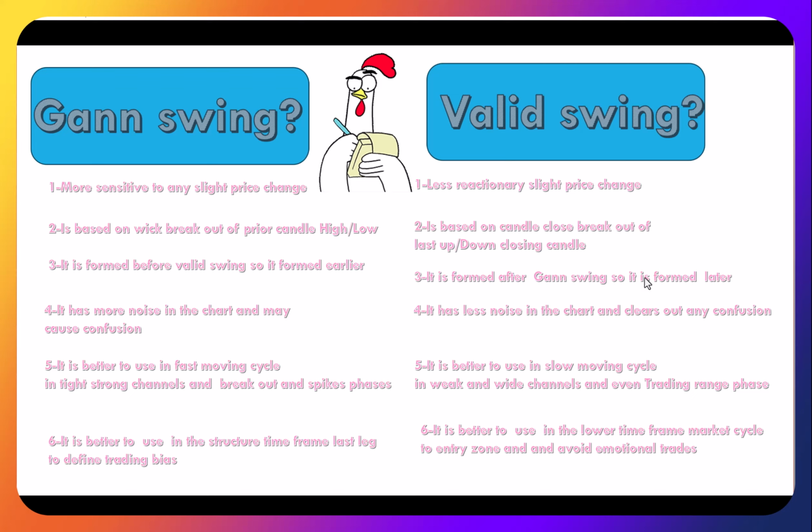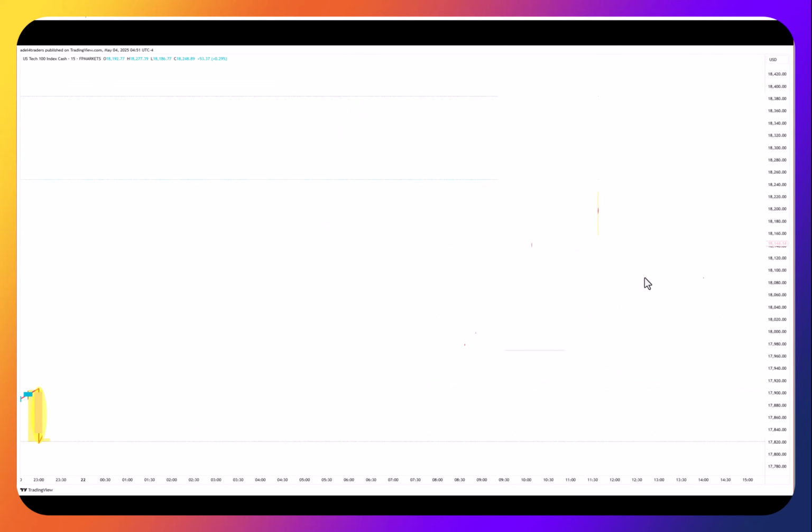So then let's go to the chart after you have cleared it up. Numbers 1, 4, and 6 are the most important ones here. You can take note of them. So here, we want to compare Gann swing and valid pullback.